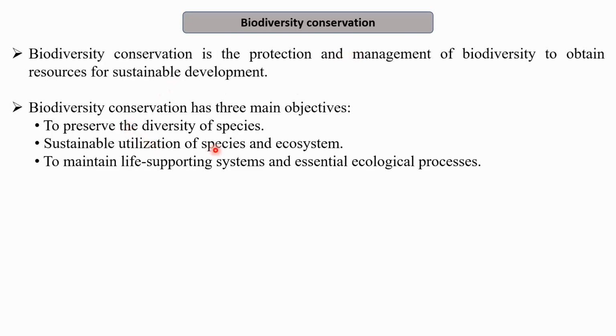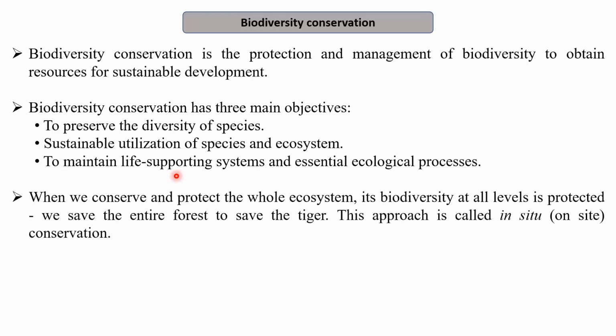Firstly, it tries to preserve the diversity of species. The second is sustainable utilization of these species and ecosystems to prevent the overexploitation of the resources. And the third is to maintain the life supporting system and essential ecological processes so that the ecological processes remain in continuation and they do not terminate, thereby preventing the loss in the biodiversity. So when we conserve and protect the whole ecosystem, its biodiversity at all levels is protected.